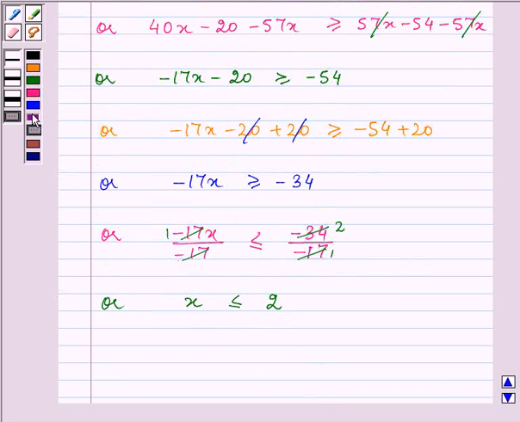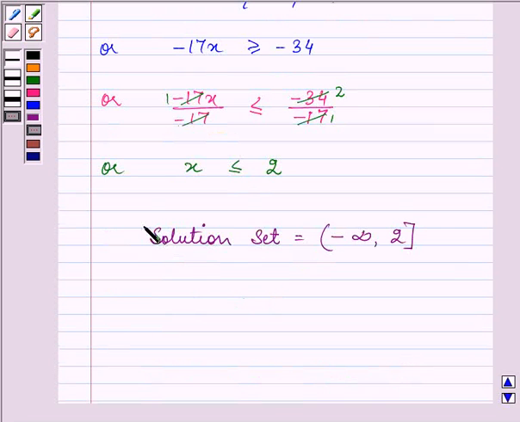So, the solution set is all the real numbers that are less than or equal to 2. So, an open interval at negative infinity, the closed interval at 2. This is our required solution.